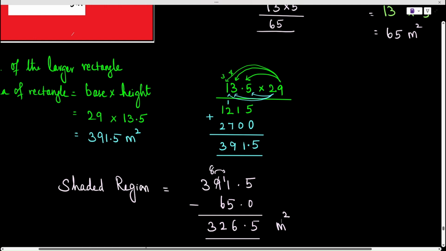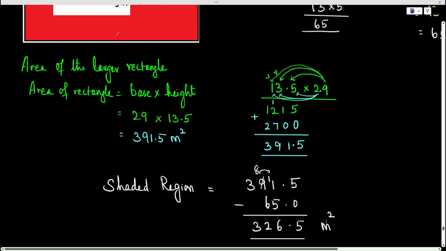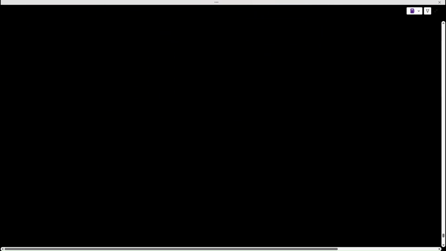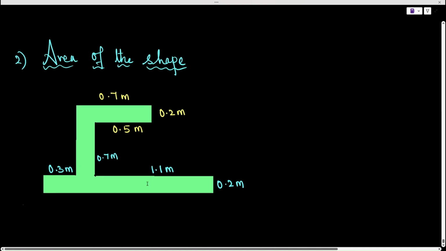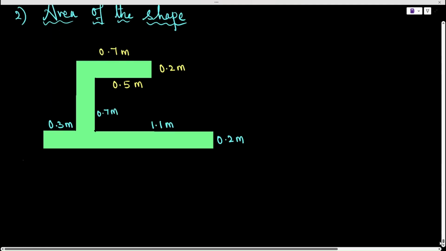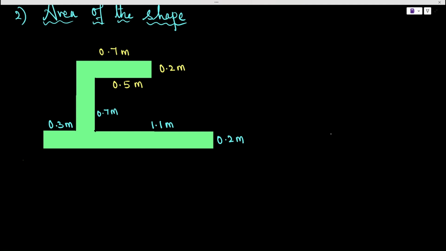Now let's approach our second question. Here we have to find the area of the shape that we have here. And so the first thing that we're going to do is start by separating the different sections of our shape.